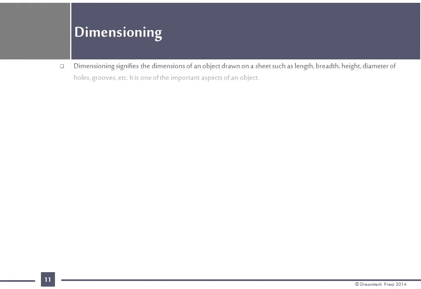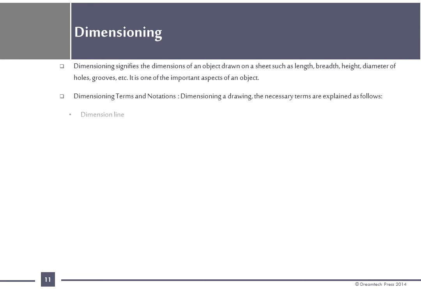Dimensioning. Dimensioning signifies the dimensions of an object drawn on a sheet, such as length, breadth, height, diameter of holes, grooves, etc. It is one of the important aspects of an object. Dimensioning terms and notations. For dimensioning a drawing, the necessary terms are explained as follows: dimension line, extension line, arrowhead, leader.